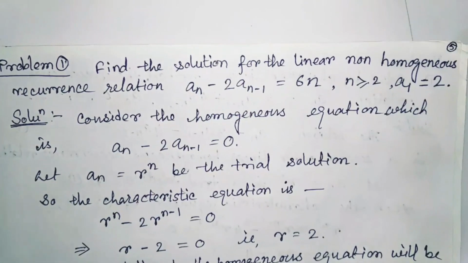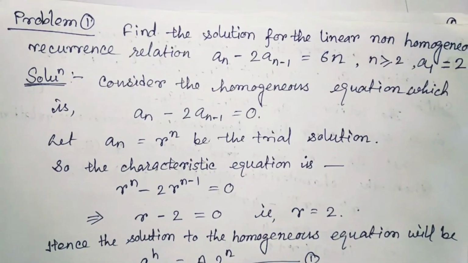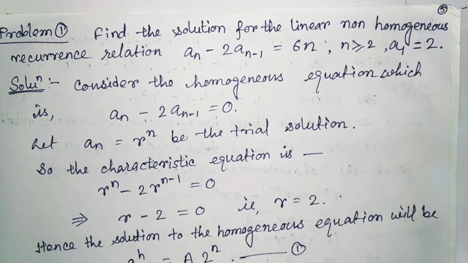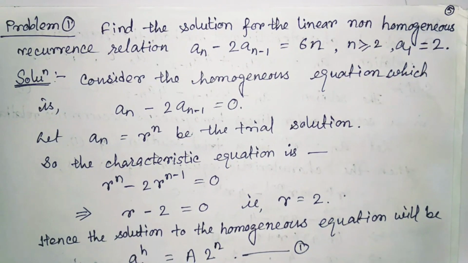So now, according to this situation, we are going to solve a few problems with this method. Find the solution for the linear non-homogeneous recurrence relation a_n − 2a_(n−1) = 6n, where n is greater than or equal to 2 and the initial condition is given as a_1 = 2.